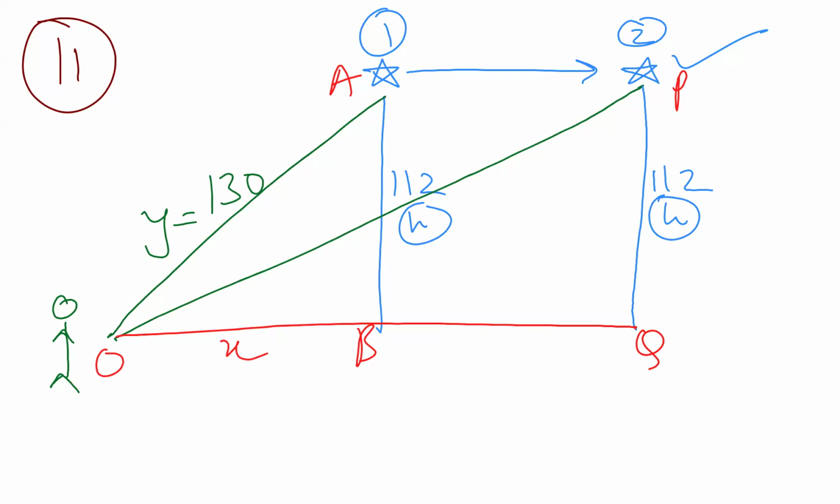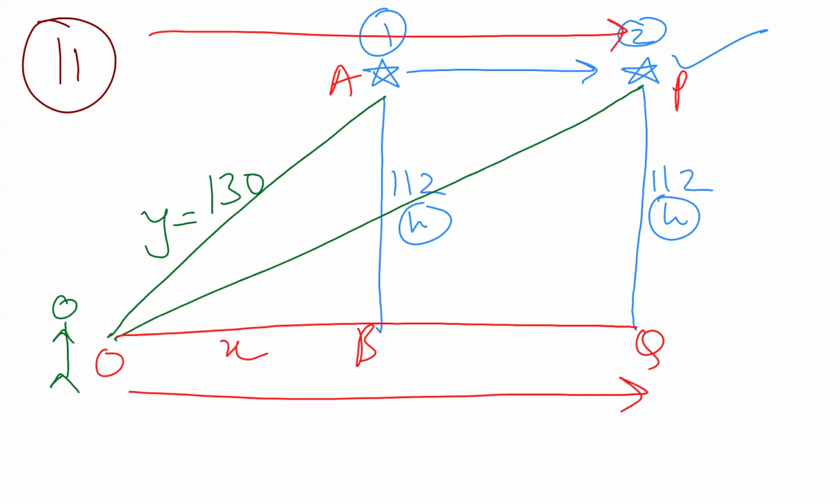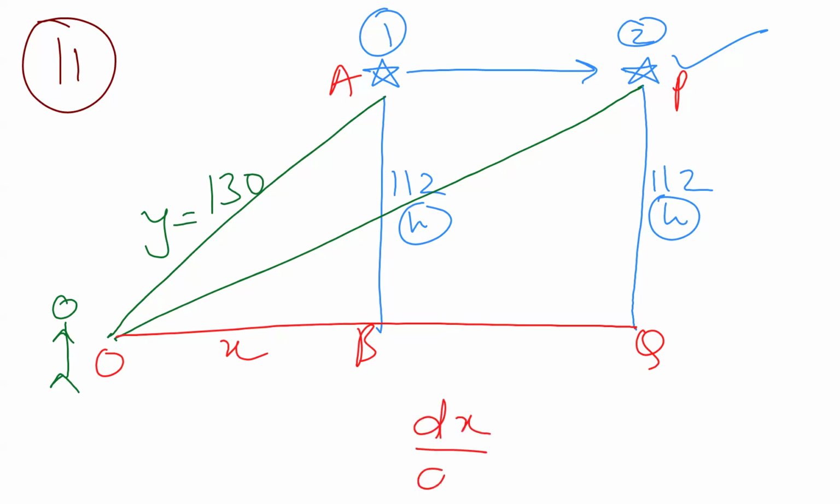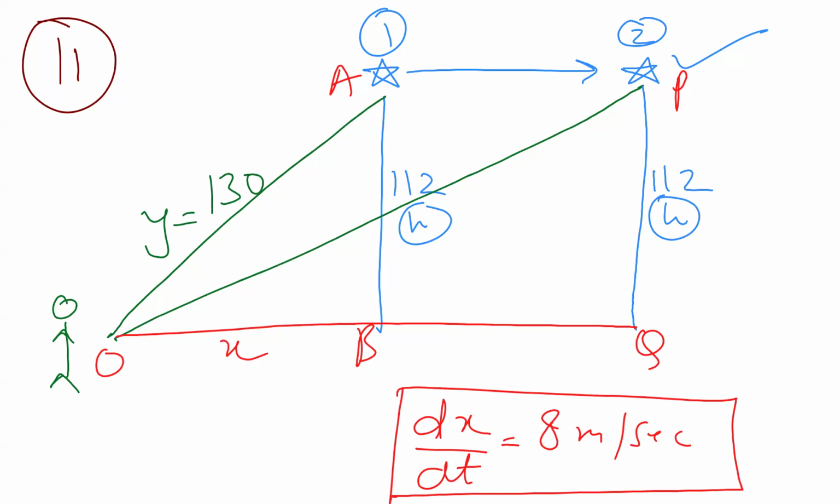The kite is moving horizontally at 8 meters per second. Horizontal is as per the red color line. You can consider the bottom or the top. So OB is changing, X is changing. So dx by dt is equal to 8 meters per second. The kite is moving horizontally. Height is remaining the same, 112. The string out is changing. The green color part is changing.